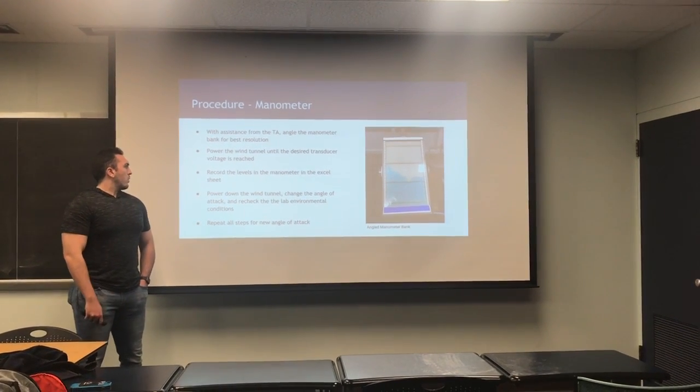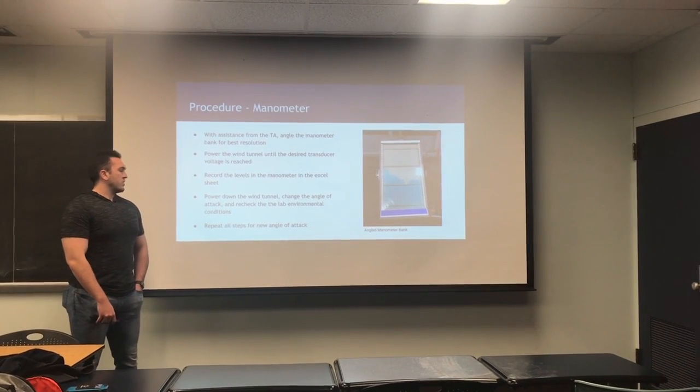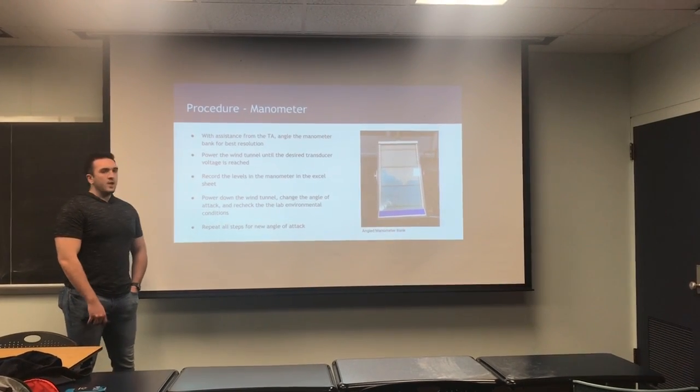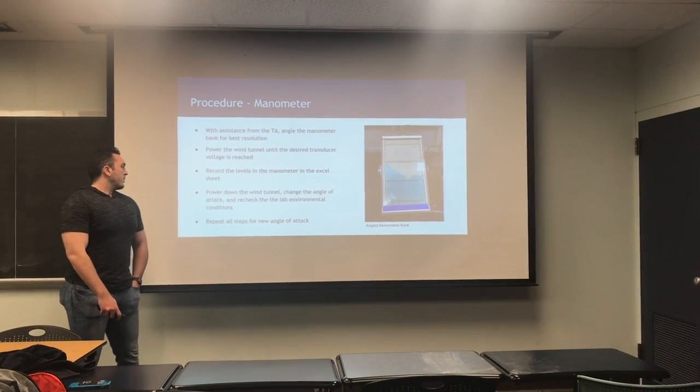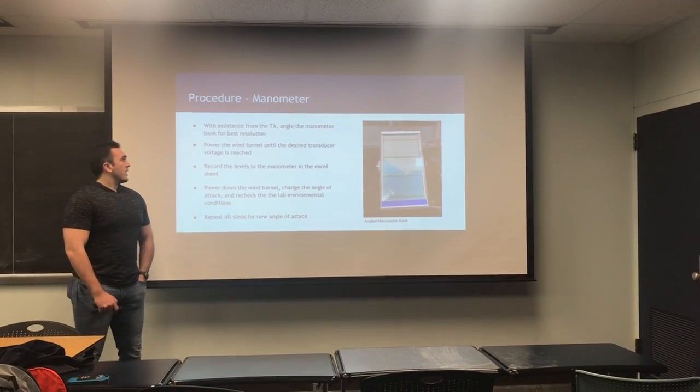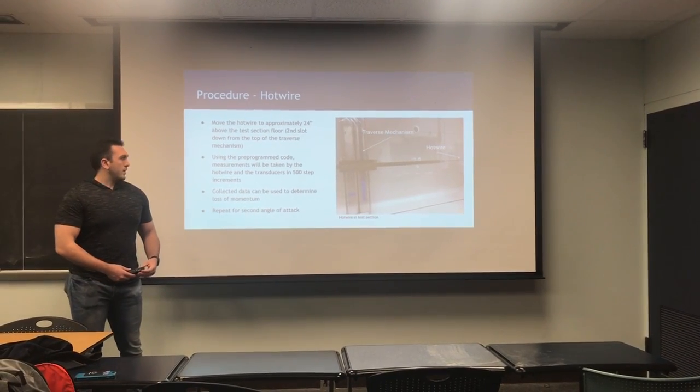As the flow was going, we recorded the levels in the manometer tubes, and then we powered down the wind tunnel to change the angle of attack, and then rechecked the lab environment conditions as they could change during the experiment. We repeated all the steps discussed for the new angle of attack. Next, Grant will discuss the rest of the procedure and some of the results.